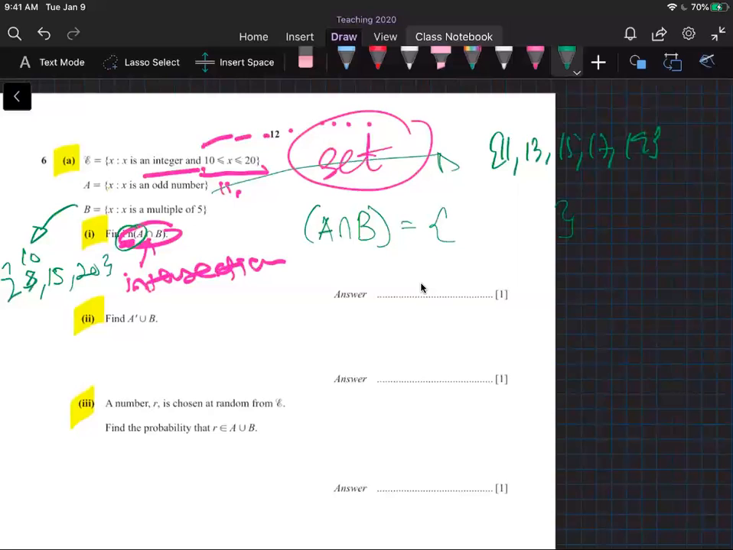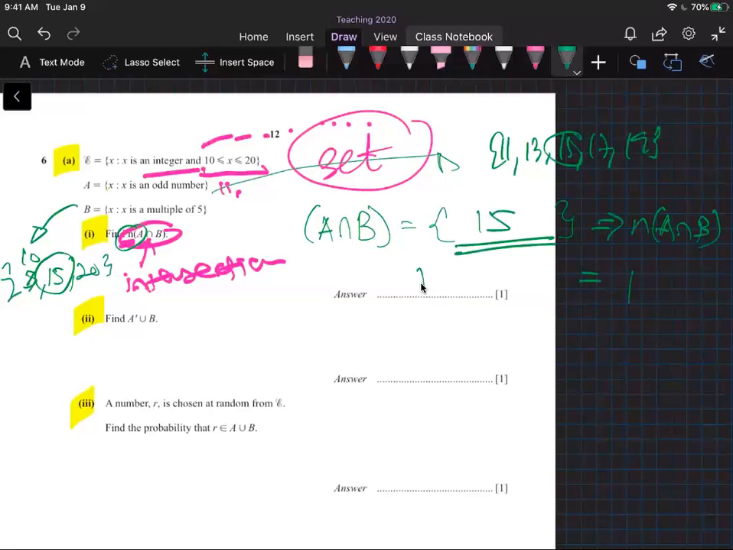Mesti ada dalam dua-dua. So as you can see, what is it in common? You have 15 sahaja. So 15, right? How many elements are there? Elements ini artinya berapa benda yang ada di dalam itu? It's only 1. Nombor 15 satu saja. Okay, so the answer is 1.